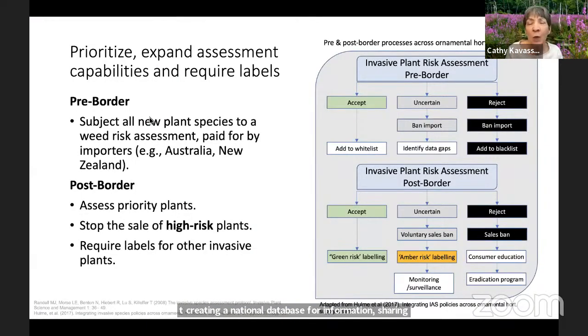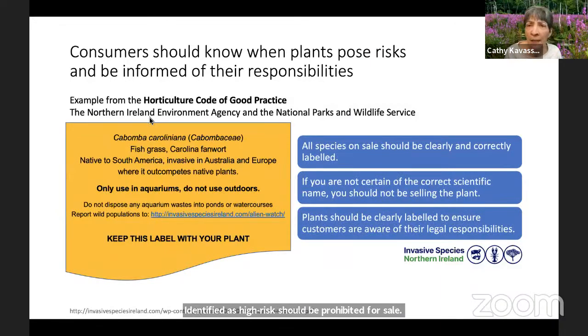We need to follow the schemes for pre- and post-border processes across the ornamental horticultural supply chain. All new plant species presented at the border should undergo risk analysis, paid for by importers, as is done in Australia and New Zealand. Post-border, we need to develop priority lists and begin assessments. Plants identified as high risk should be prohibited for sale. Other invasive plants should require labeling. Consumers should know when plants pose risk and be informed of their responsibilities.